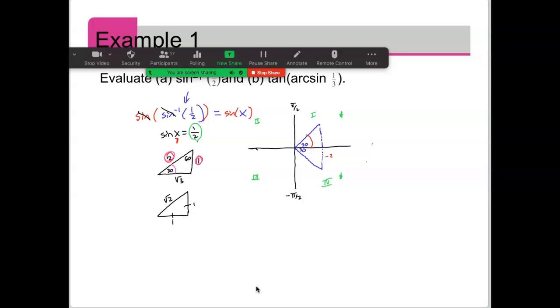All right. So what does that angle correspond to in radians? Well, 30 times pi over 180 is pi over 6. Okay. So our final answer is that x equals pi over 6 for that first one. All right, so let's do the second one.